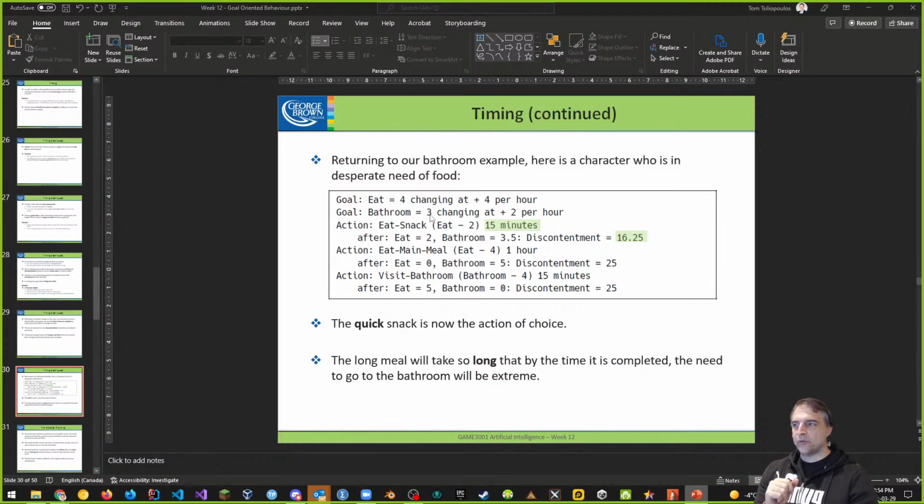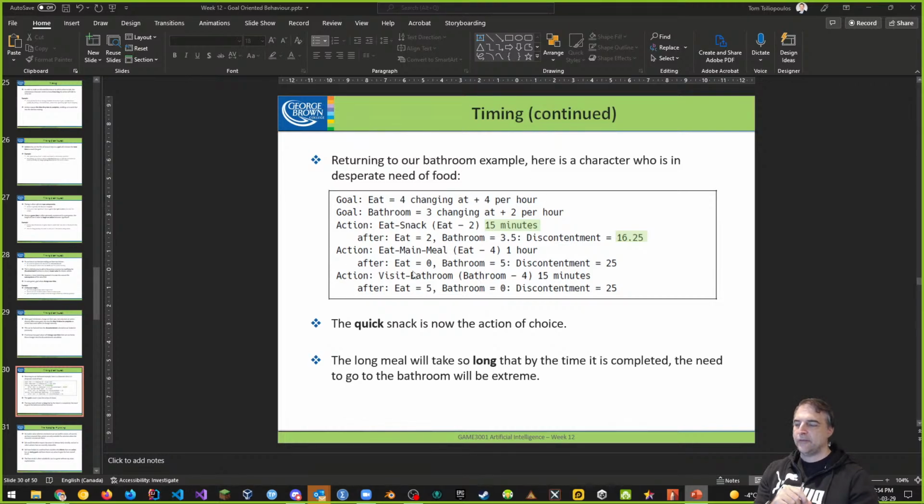Or bathroom, it changes at 2 points per hour. That means 1 point every 30 minutes, okay, which is not as bad, right? So that's how it looks. Those are the insistencies, plus you have the rate of change per hour, which is what you're looking at.